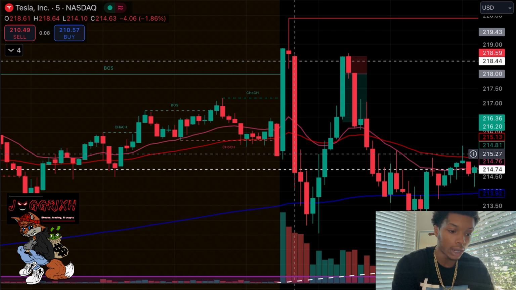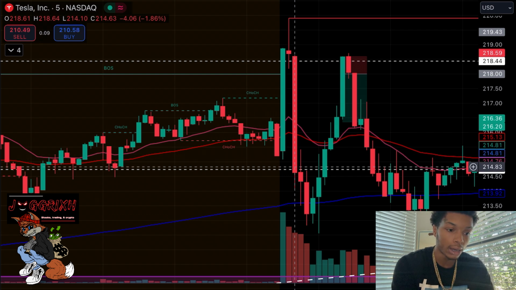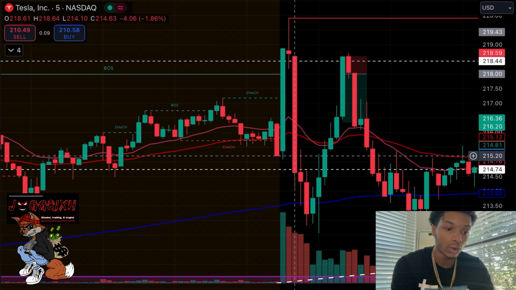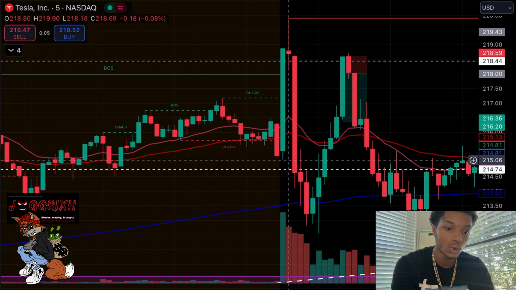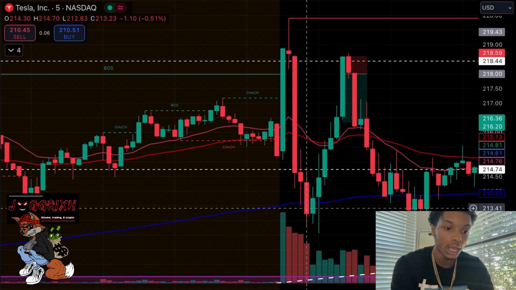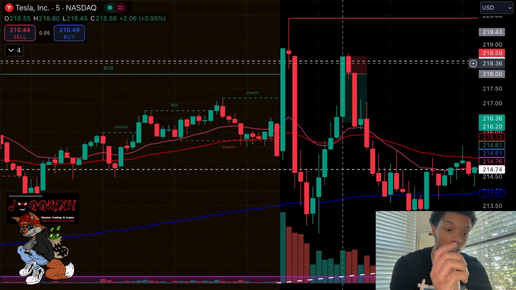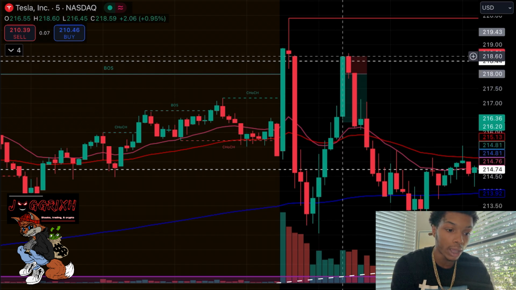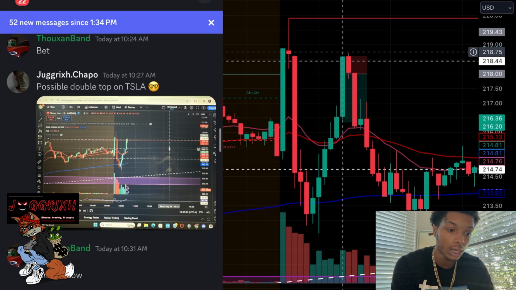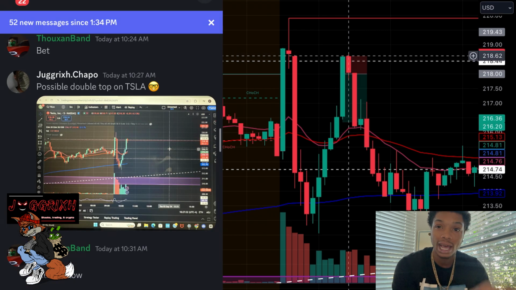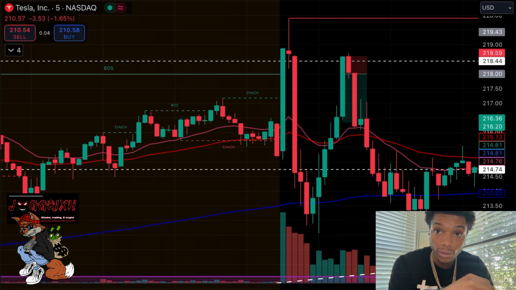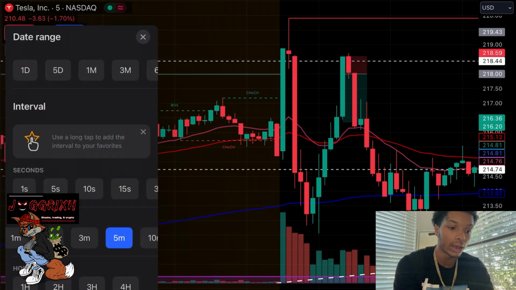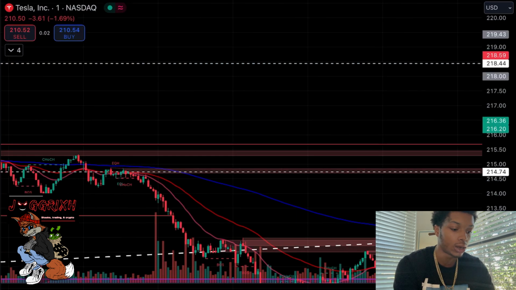So we go down here. We came back up to this possible resistance zone, man. This 218, 219 area. And I called it out in the Discord. I said, Tesla's forming a possible double top right here. So you see how I'm kind of analyzing it before I front run and get in the trade. I'm looking for the levels. I'm looking to see where it's rejecting off of, man.